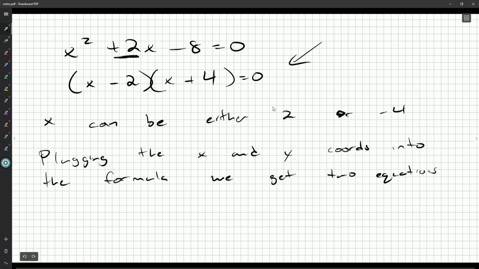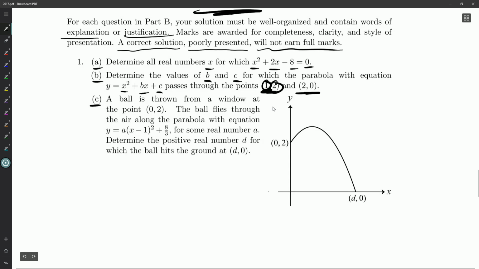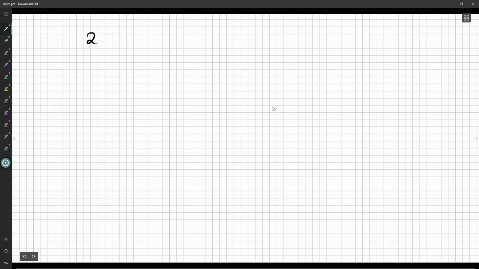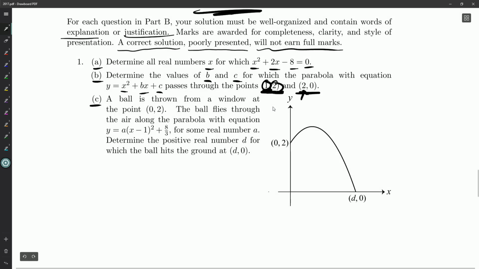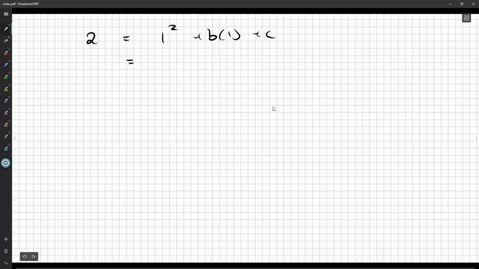I'll write them on the next page. Actually, no, we can start here. It's y equals x squared plus bx plus c. And what do we pass through? x is 1, y is 2. So 2 is 1 squared plus b times 1 plus c. And the other one: 2 is our x coordinate, 0 is the y coordinate. So 0 is 2 squared plus b times 2 plus c. All right, let's clean this up. 1 plus b plus c, and then 4 plus 2b plus c.